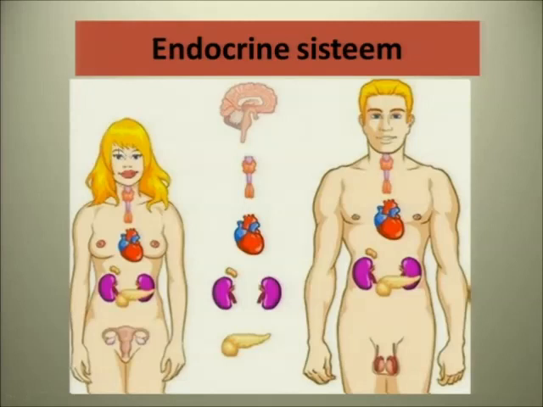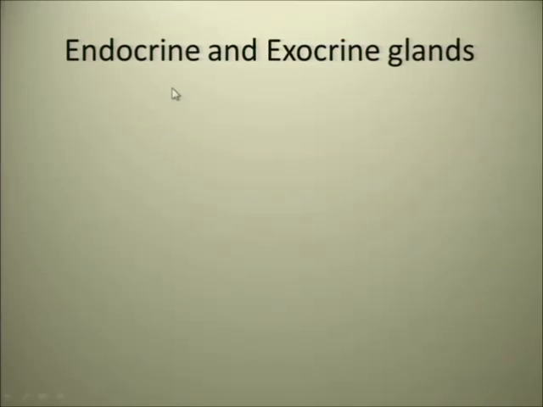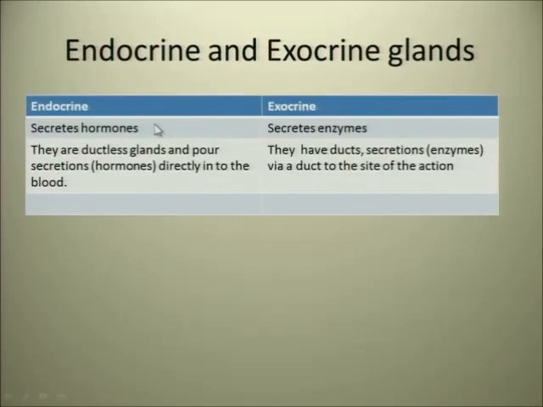I'm going to use a PowerPoint to show you where the glands are situated and what their functions are. The first thing that we must learn and take note of is that the endocrine system has endocrine and exocrine glands. Important: the endocrine glands secrete hormones and the exocrine glands secrete enzymes. But the most important difference is that the endocrine glands, the ones we are looking at now, are ductless glands and pour their secretion, hormones, directly into the blood. The exocrine glands have ducts and secrete enzymes via a duct to the site of action. So we are looking at the ductless glands, the endocrine glands. That is important that we must learn.